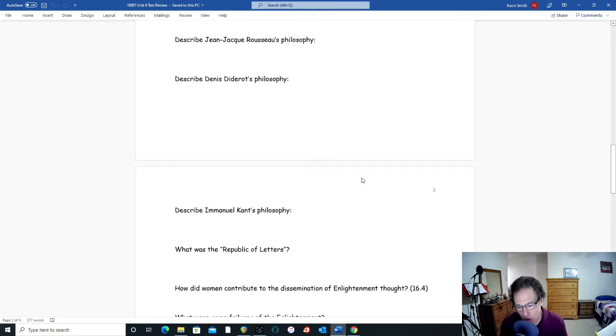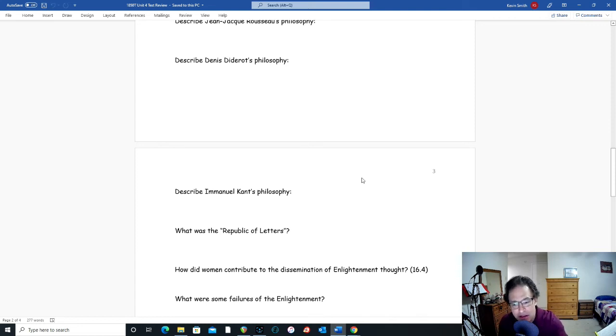Describe Denis Diderot's philosophy. Diderot's major accomplishment was his 20-year-long encyclopedia project. And it had over 100 contributors. It had 72,000 articles, of which he himself contributed 6,000. Diderot's main belief, he had two, was that knowledge was for everyone, even secret knowledge. It was for everyone to share and everyone to benefit from.